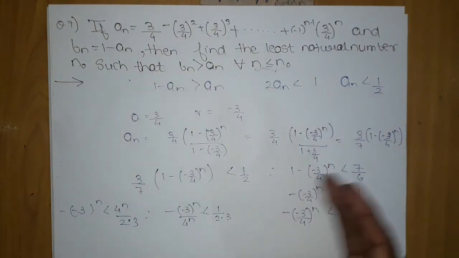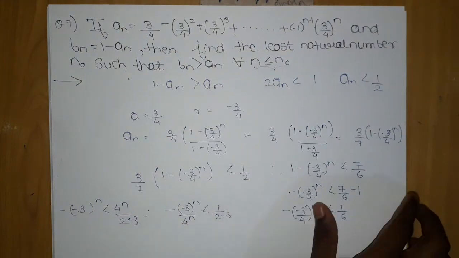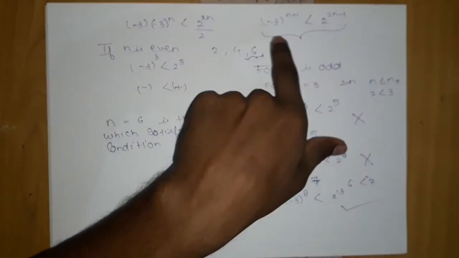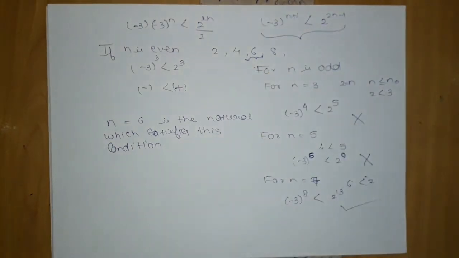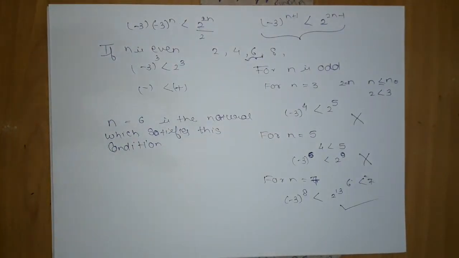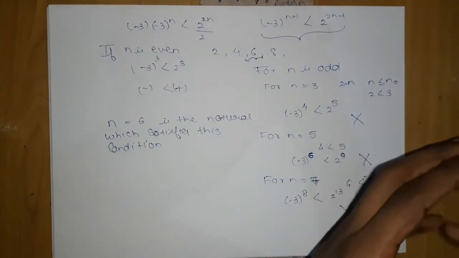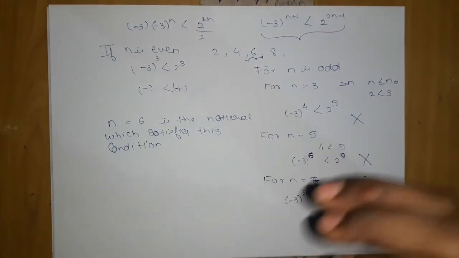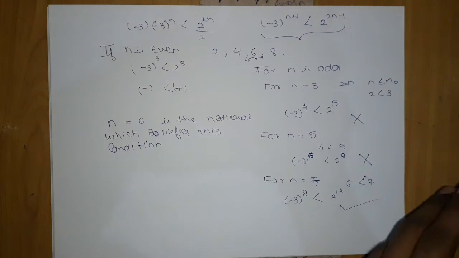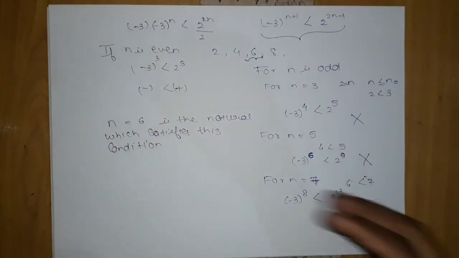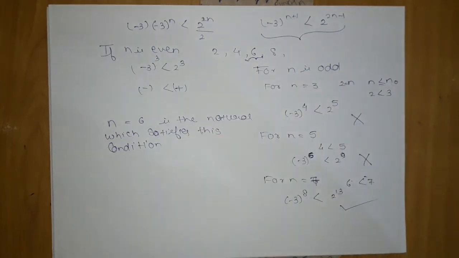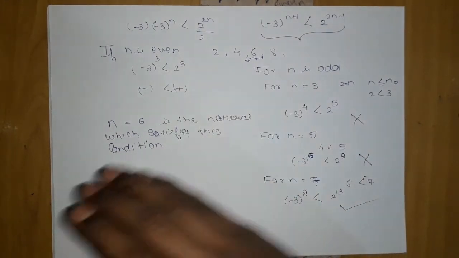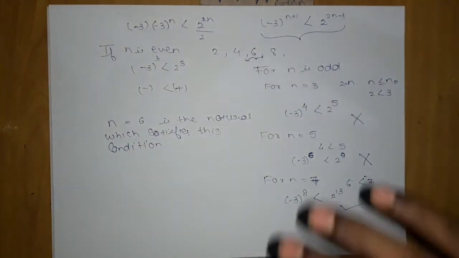Now after analyzing, we got minus 3 by 4 to the power n plus 1 is less than 2 by, okay, 2 by n minus 1. We got this condition. Now we want to analyze this condition to get the n value. If n is even, like 2, 4, 6, n plus 1 will become odd. So minus is always less than plus, so even numbers always satisfy this condition.